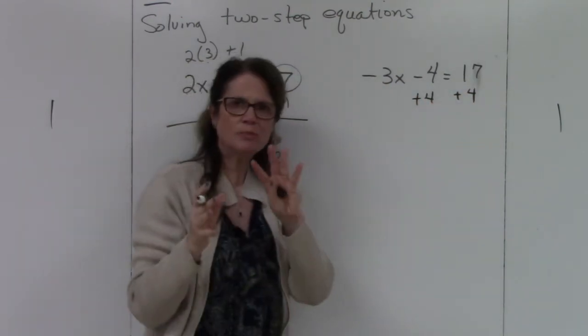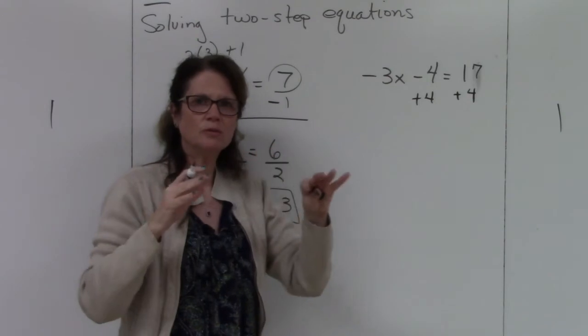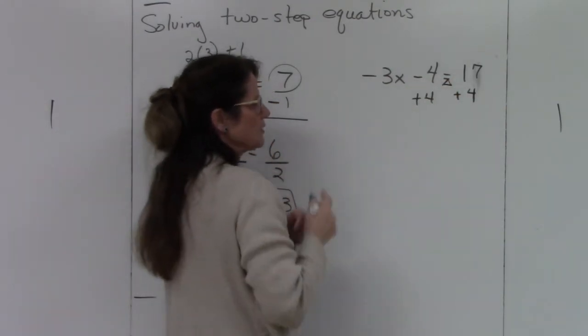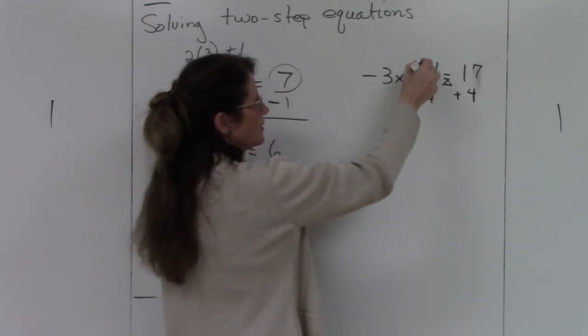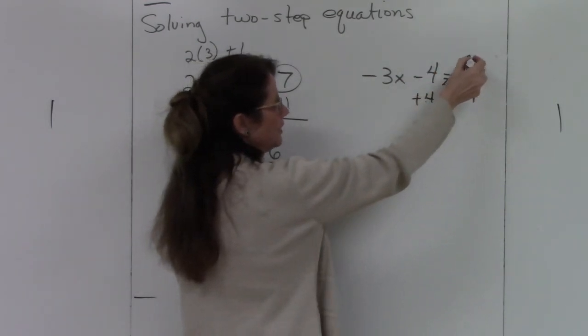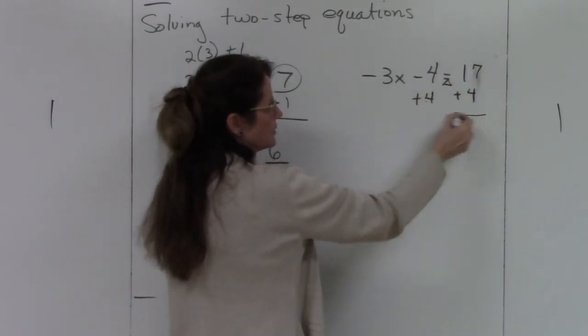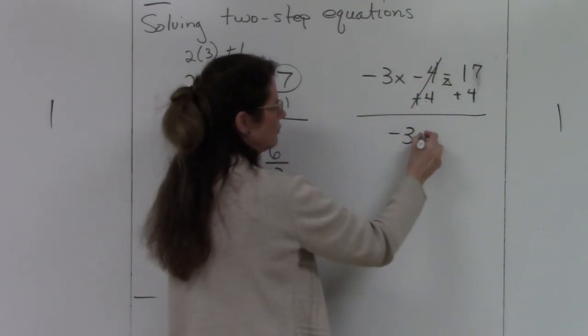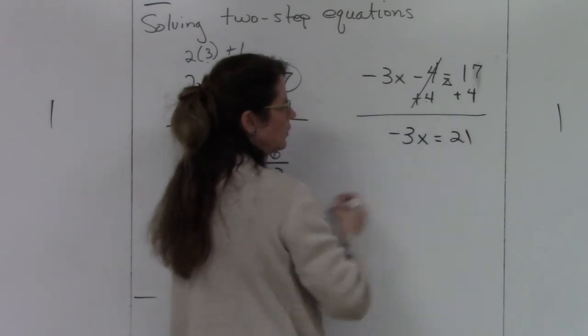When I say to both sides, I mean both sides of the equal sign. So my equal sign, remember, that's our balance. That's what keeps everything balanced. So when I add 4 to this side of the equal sign, I have to add 4 to this side. So that cancels the 4s. I end up with negative 3x equals 21.